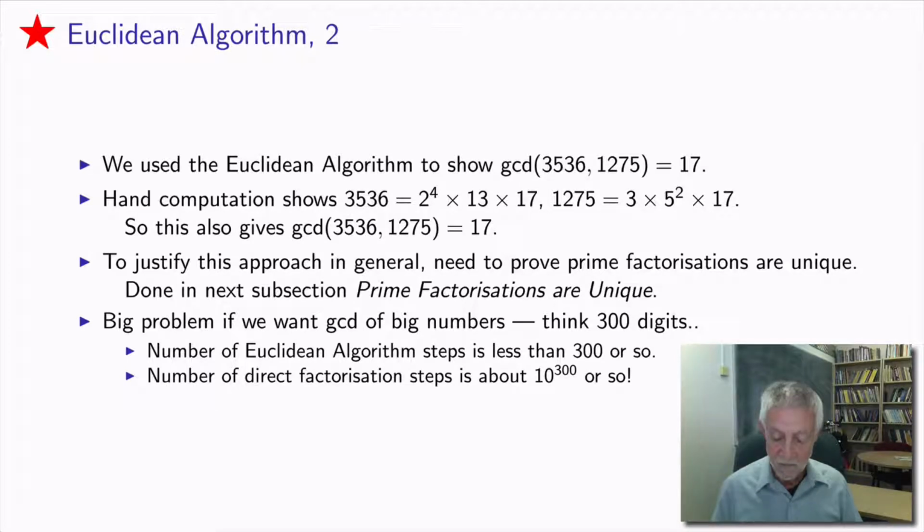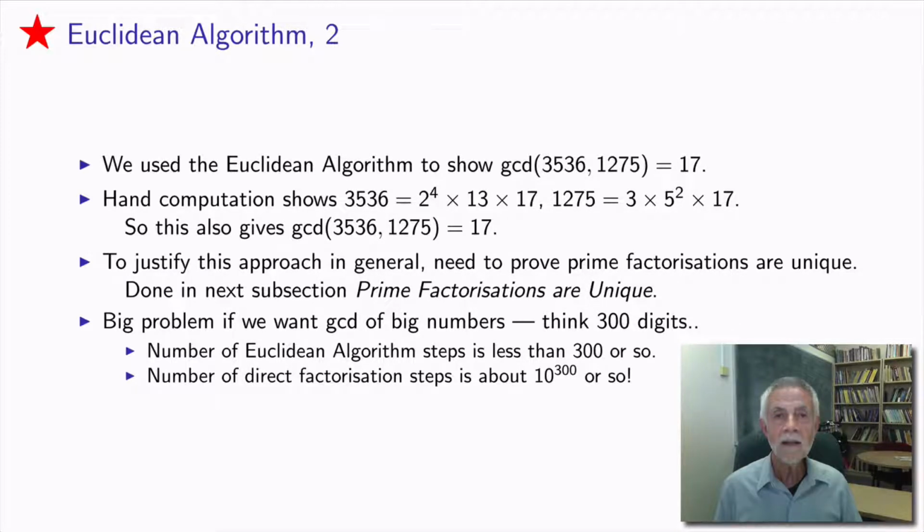So as I just mentioned, to justify this approach in general, what we need to do is to prove that prime factorisations are unique. And we're going to do that in the next subsection. But we have a much bigger problem if we want the greatest common divisor of big numbers. Remember, big means for us 150, 300 digits. So think of 300-digit numbers.